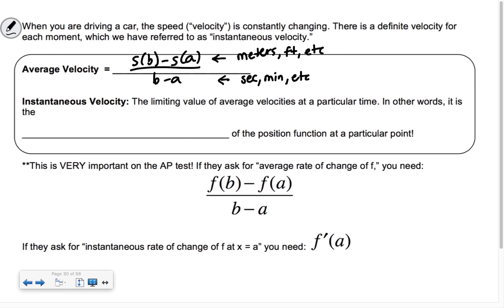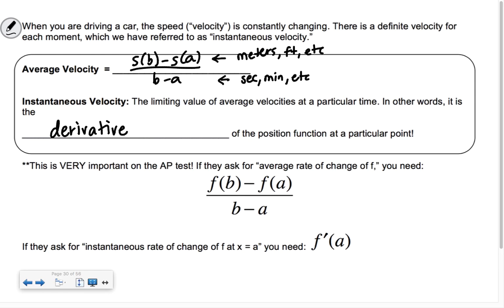But the instantaneous velocity is the exact slope at a particular point. It says the limiting value. Well, how do we get slopes? We found the limit as h went to 0, right? So the limiting value of average velocity at a particular time, in other words, is the derivative of the position function at a particular point.